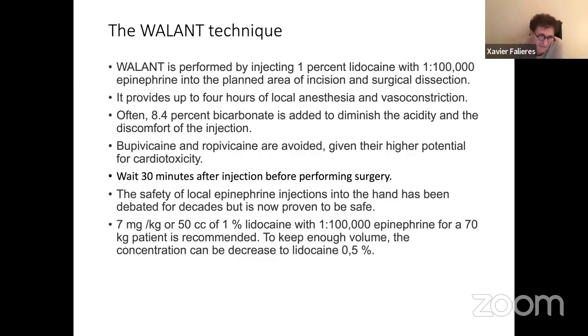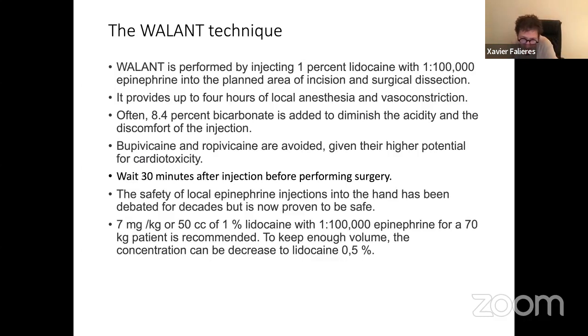There has been a lot of debate, for many years, about the safety of local epinephrine adrenaline injection in the hand. Some said you need rescue phentolamine if you have a white finger after some hours. It has never been seen, so it's totally safe. And now they've performed millions of Walant technique cases in hand surgery or also foot surgery without any problem.